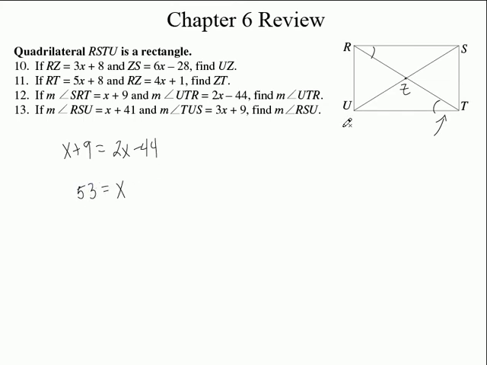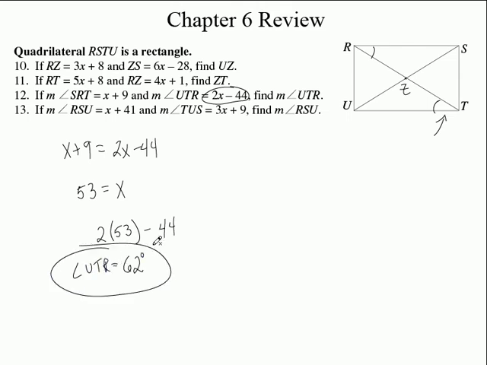But we're not trying to solve for x, we're trying to find this angle right here, which is UTR. So we know what x is, so we're going to put it right there. So it's going to be 2 times x minus 44, and put it in here. What we said it's 53, right? Yep, x is 53. So you do this math, that's 106 minus 44, and that's going to give you 62. All right, and that's angle UTR. And it's degrees. We'll put the degree symbol.